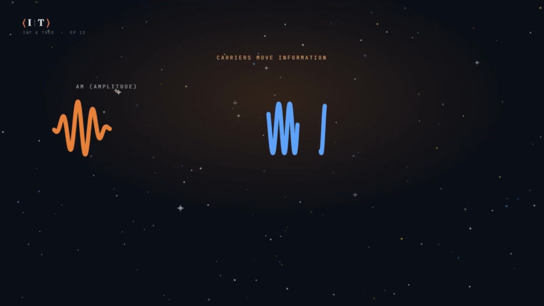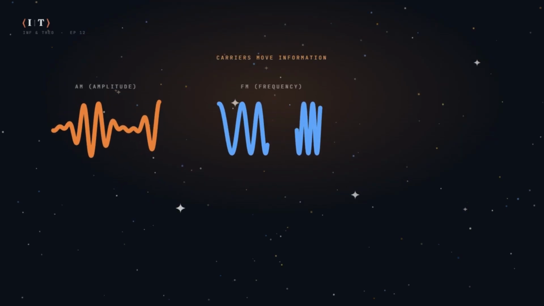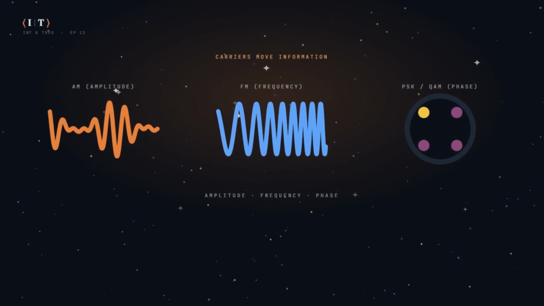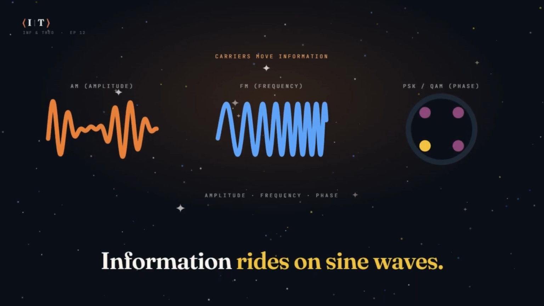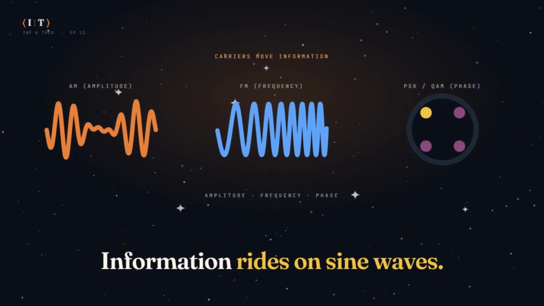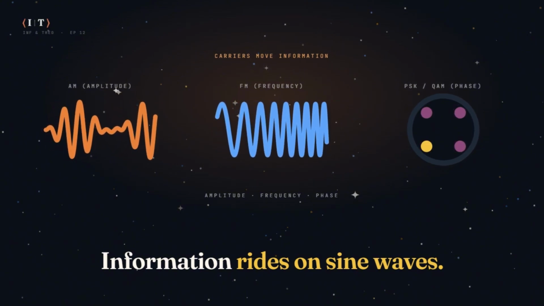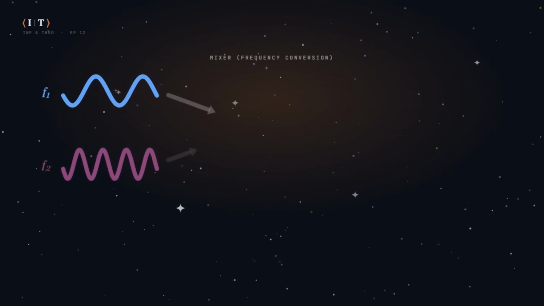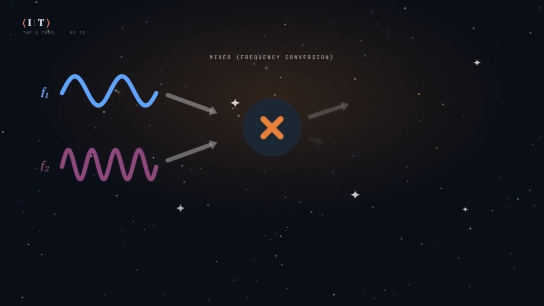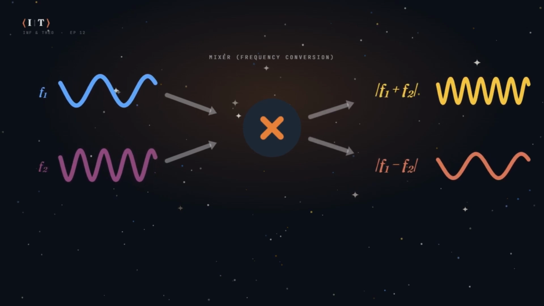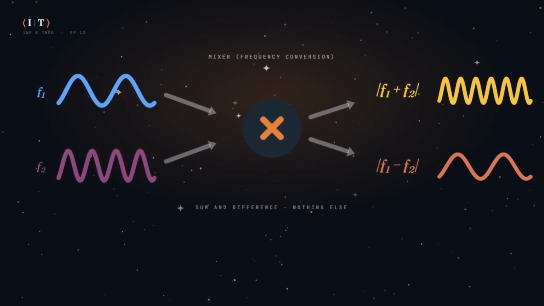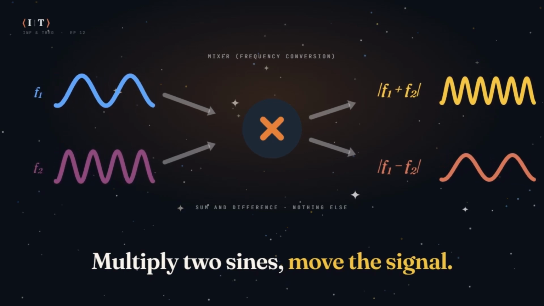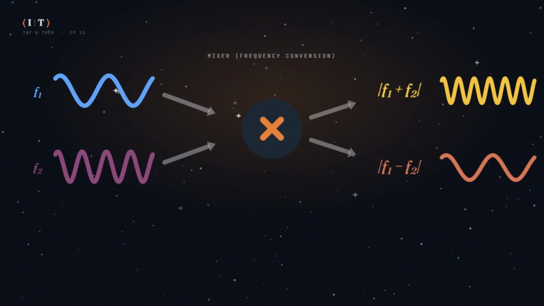Communication uses the same curve. AM varies the carrier's amplitude, FM its frequency. Digital schemes use steps instead of sweeps. ASK, FSK, PSK, QAM. Two sine waves go into a mixer, which multiplies them. Two new sine waves come out, one at the sum of the frequencies, one at the difference. Radios use that to move a signal.